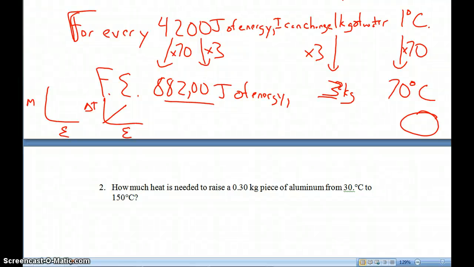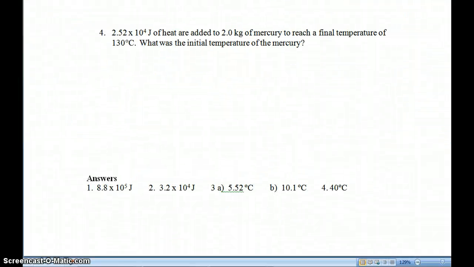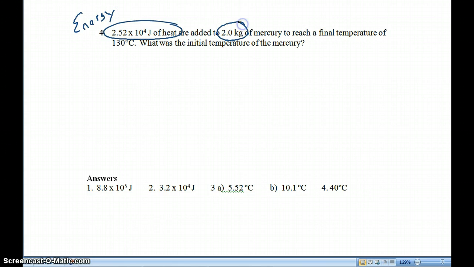Okay, let's just try one more of these problems real quick. I'm just going to do number 4 over here, just to show you again. So let's run through this. I've got 2.52 times 10 to the 4th joules of heat. So I'm going to say this is my energy, right? Added to 2 kilograms. So this is my mass, and here it's mercury. So there's my substance, at a final temperature of 130 degrees Celsius. So my T sub F is 130.